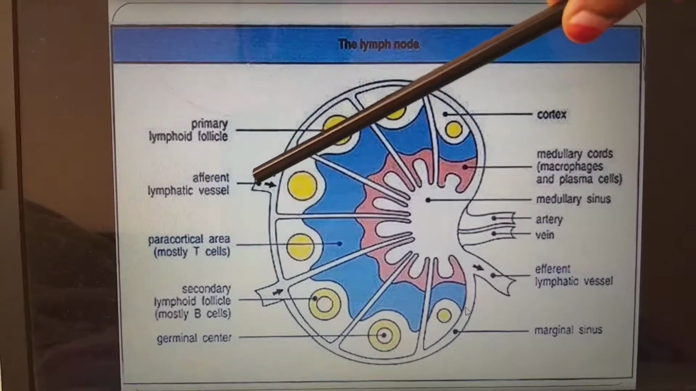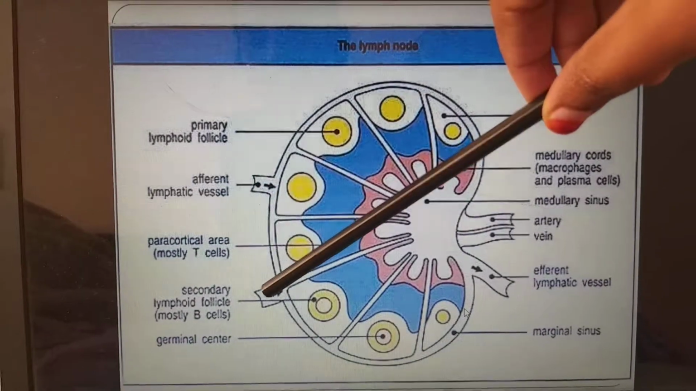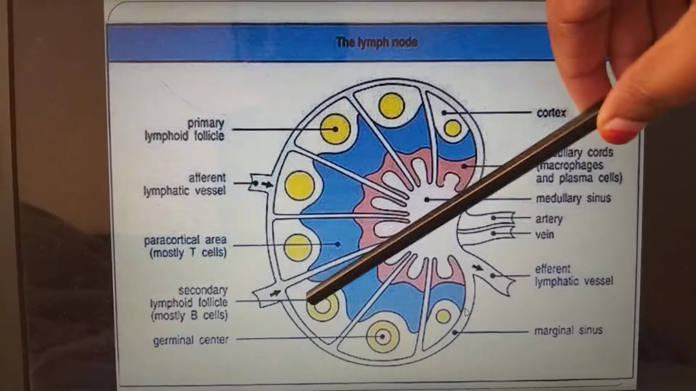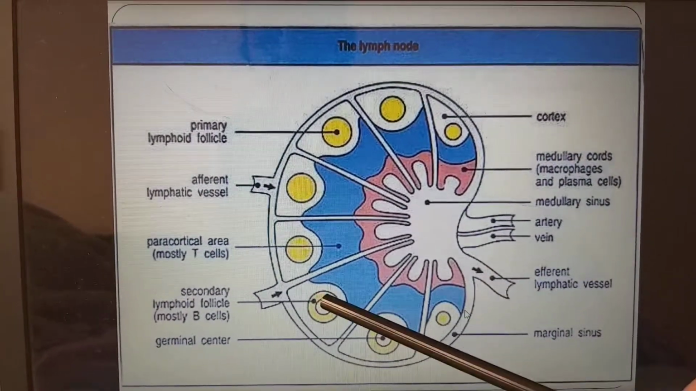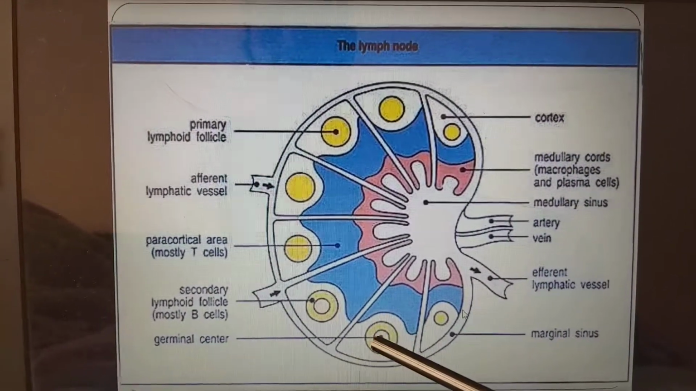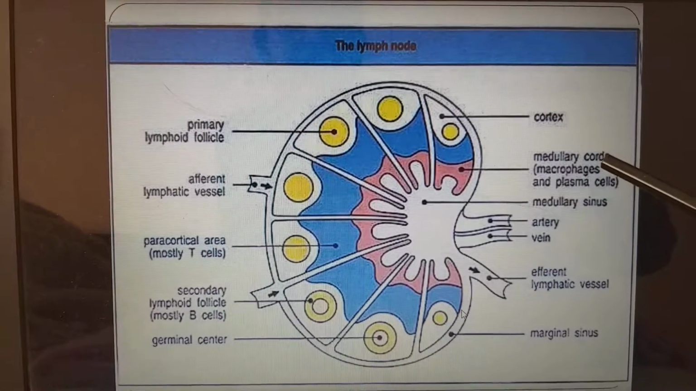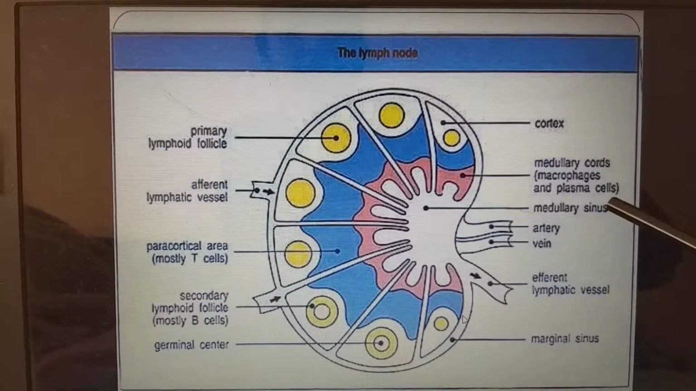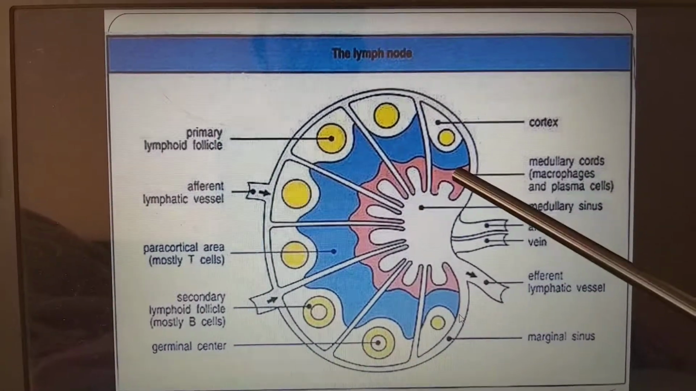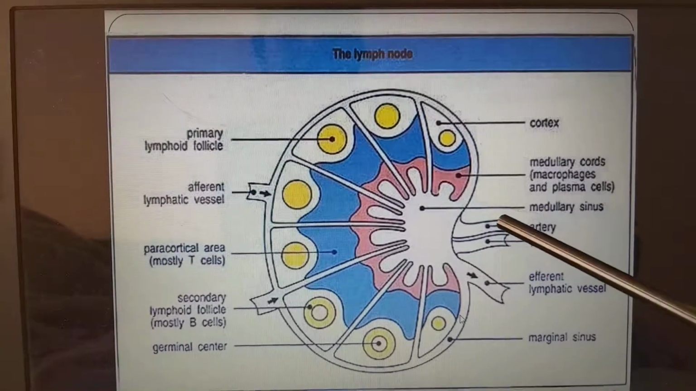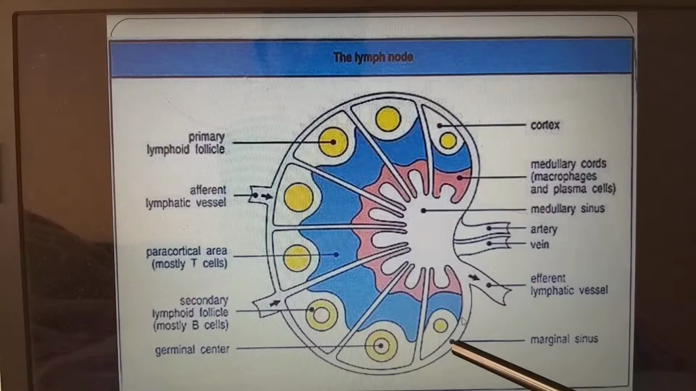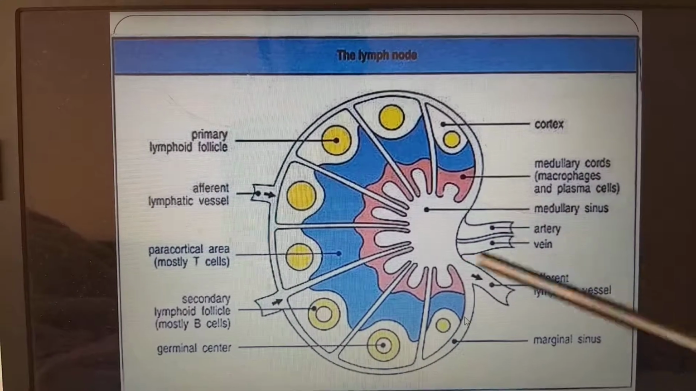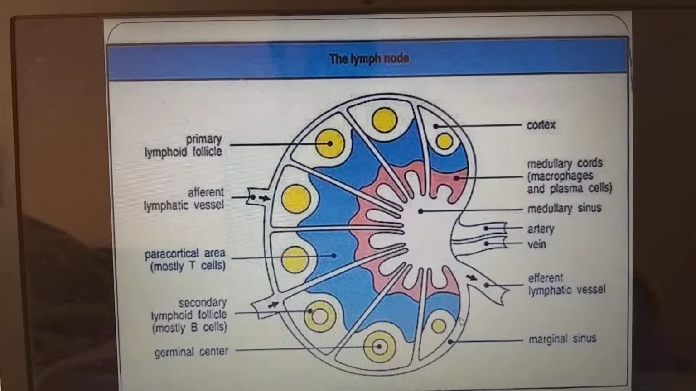And this is the afferent lymphatic vessel. This is the secondary lymphatic follicle. So primary lymphatic follicle and secondary lymphatic follicle. In the secondary lymphatic follicle, the germinal center is present. We have the medullary cords and the medullary sinus. This is the medullary cords, this is the medullary sinus, artery, vein, and this is the efferent lymphatic vessel, and these are marginal sinuses. These are all the parts of each lymph node.